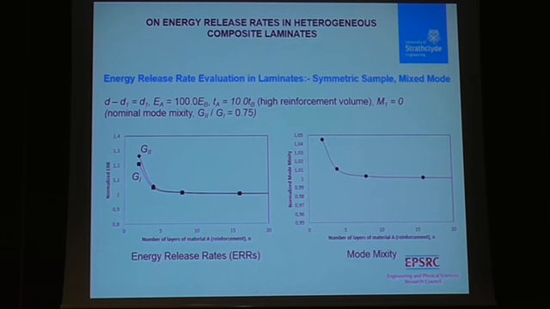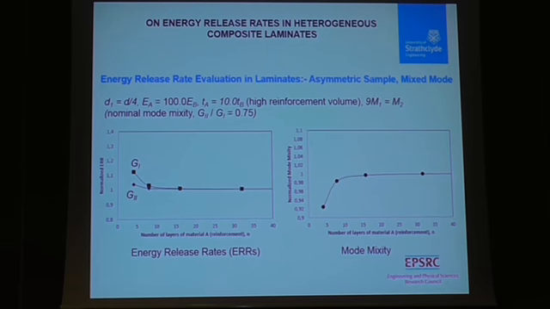The second case I've looked at, which is not actually covered in the paper, is the asymmetric sample now. So I'm using the global partitioning, which may be controversial, of course, but now one of the delaminating arms is 4 times thicker than the other. I've kept the same ratio of moduli, the same ratio of thicknesses there, and now I've set one of the applied moments equal to 9 times the other one, so I've still got the same nominal mode mixity as I had for the symmetric sample.